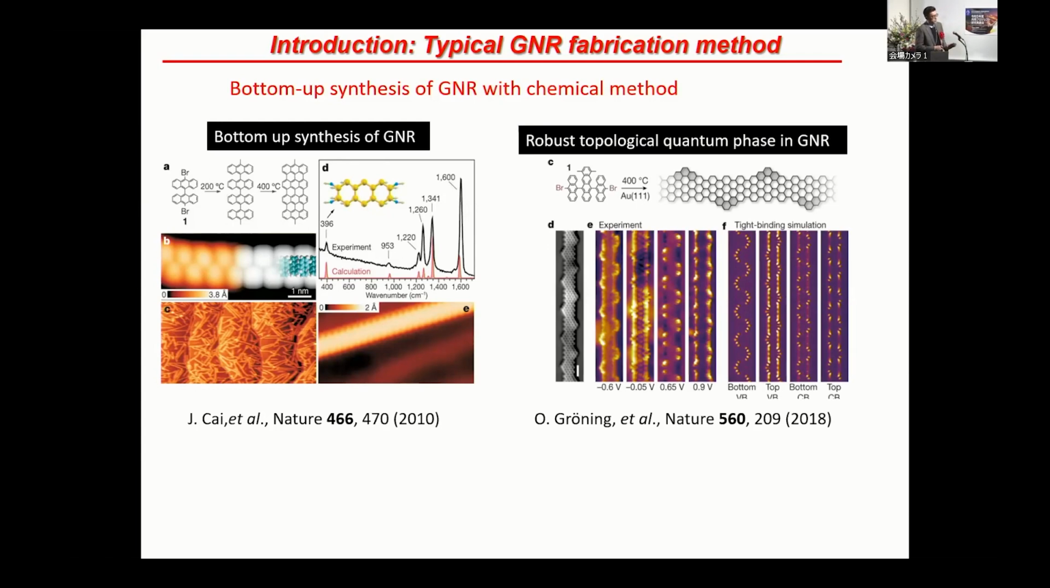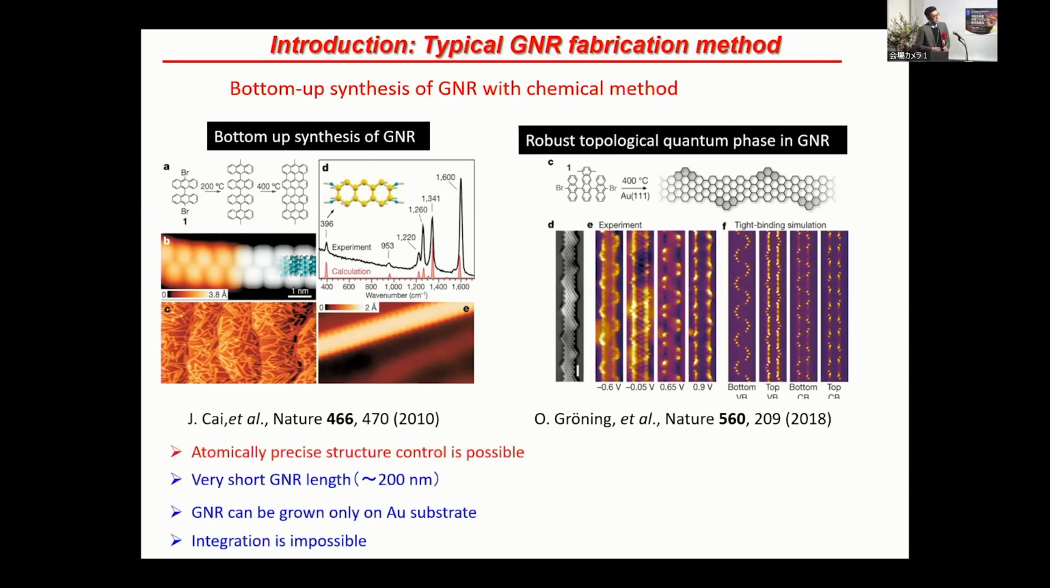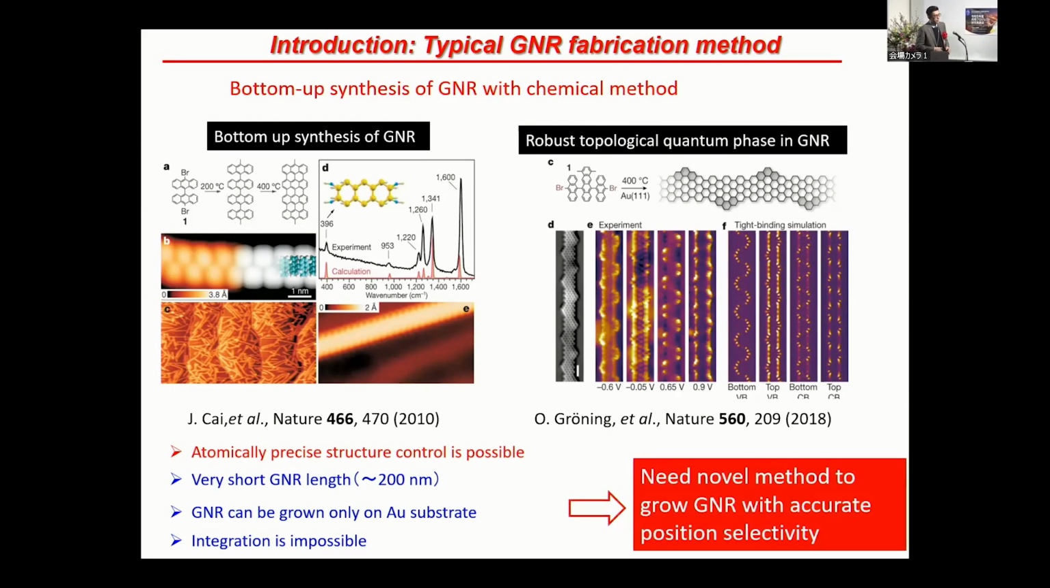However, in this method, they need a gold substrate for the nucleation. That's why this method also needs a transfer to make devices. Also the nucleation site is random, and the alignment is also random. That's why we can say that this is not really practical and scalable. So we have to find a new method which can precisely control the position and alignment of graphene nanoribbons on the wafer.